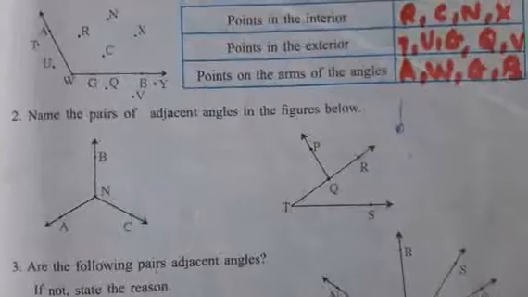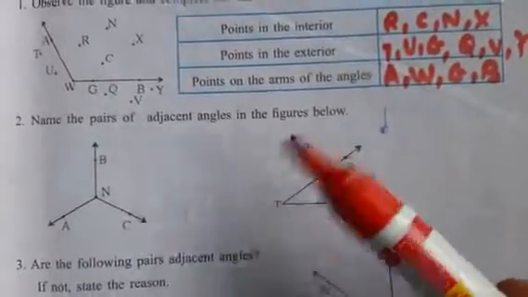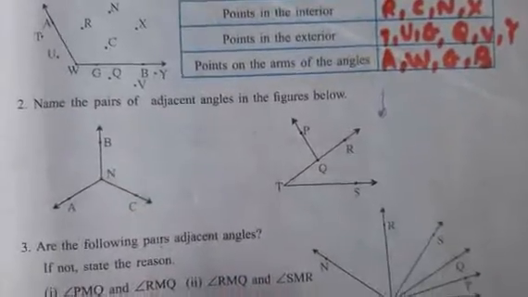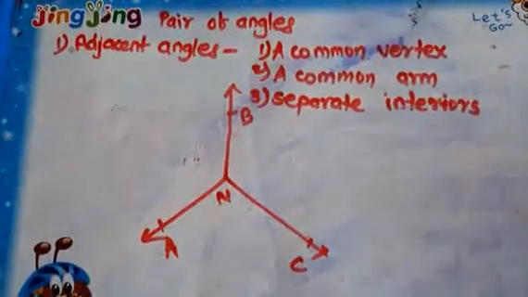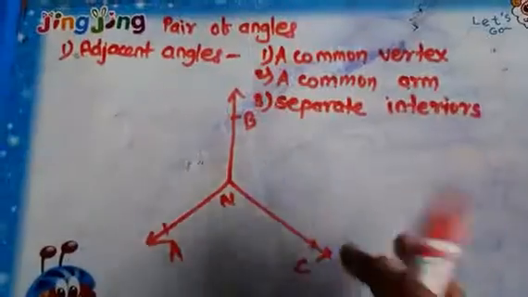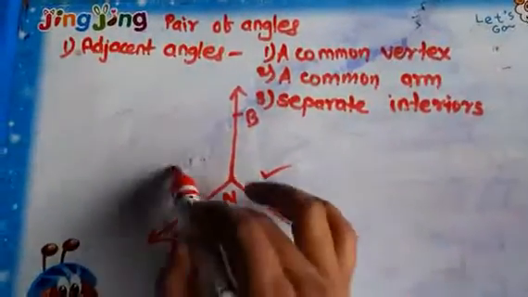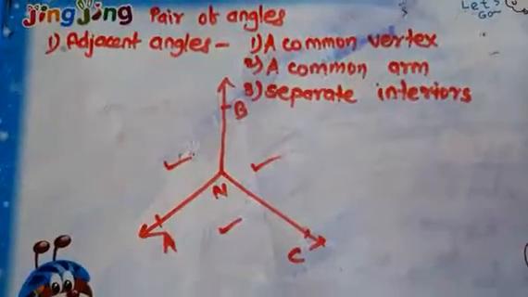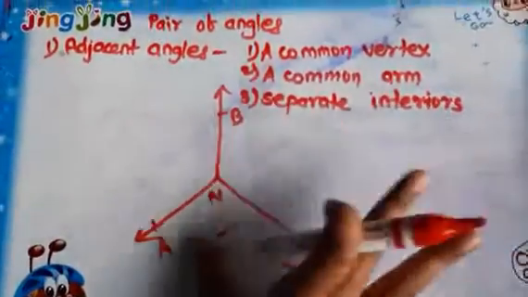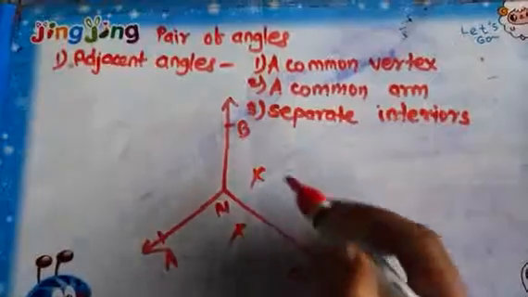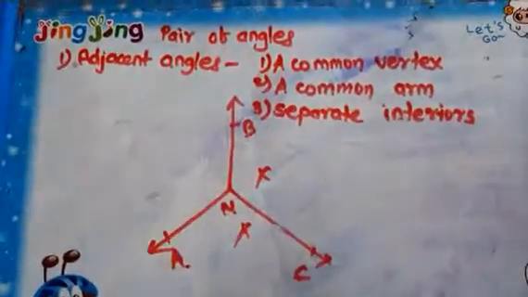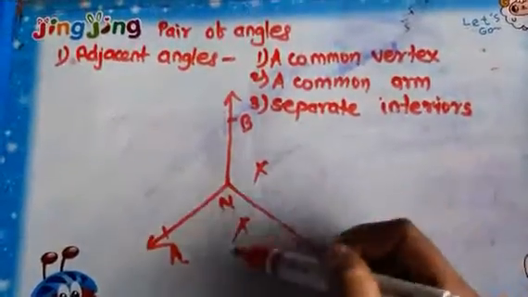Now see practice set 15, question number 2. Name the pairs of adjacent angles in the figure given below. In this figure there are three angles 1, 2 and 3. About these three angles we will write the adjacent pairs. First we will take these two angles, BNC and CNA. We will check these three things for these two.